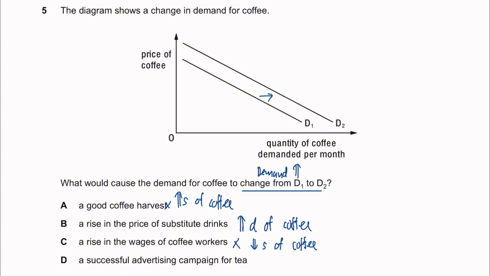Okay, D, a successful advertising campaign for tea. No, because this will increase the demand of tea, not coffee. Okay, so the answer is B.